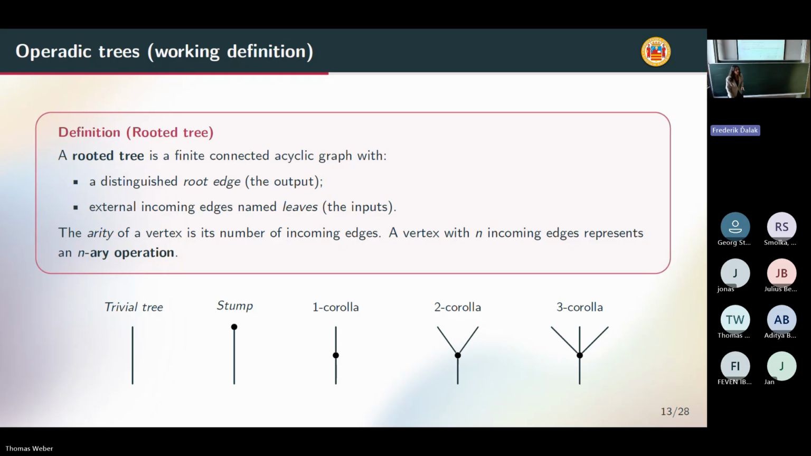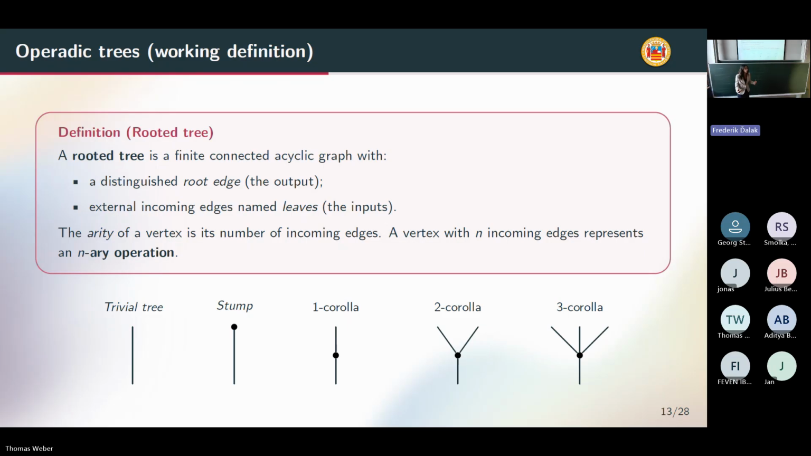Then we have the stump. The stump has a unique vertex, the unique root, of course, but no leaves. So it corresponds to an operation with no inputs, but a single output. So a constant element, because it takes nothing. And then you have n-corollas, which are trees with a single vertex, leaves and one root. And so they are the most natural way to represent n-ary operations.